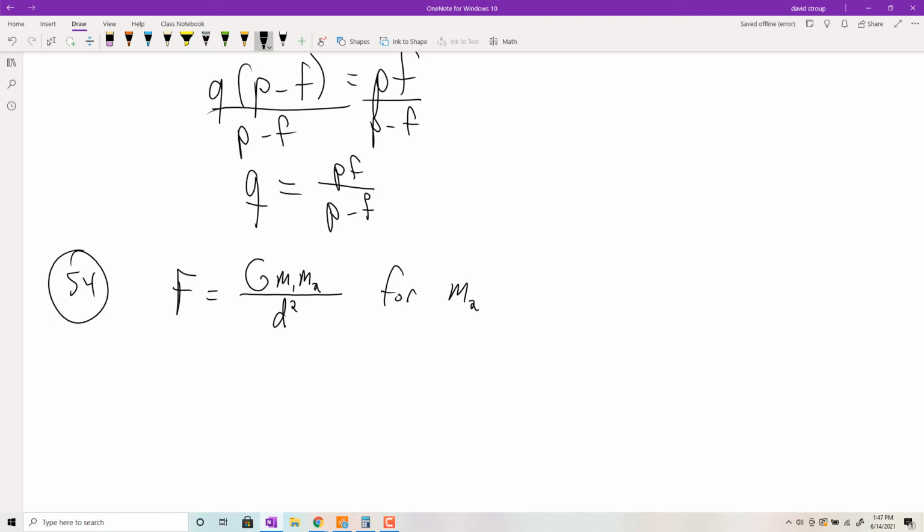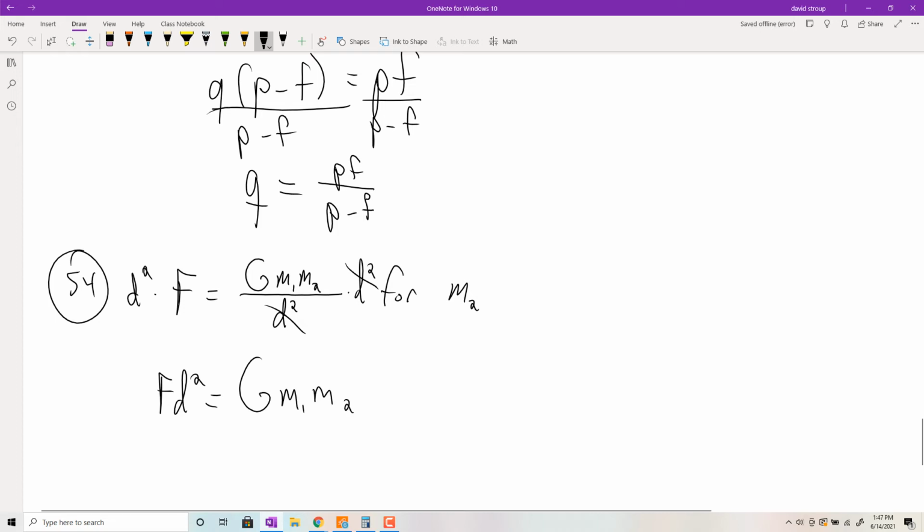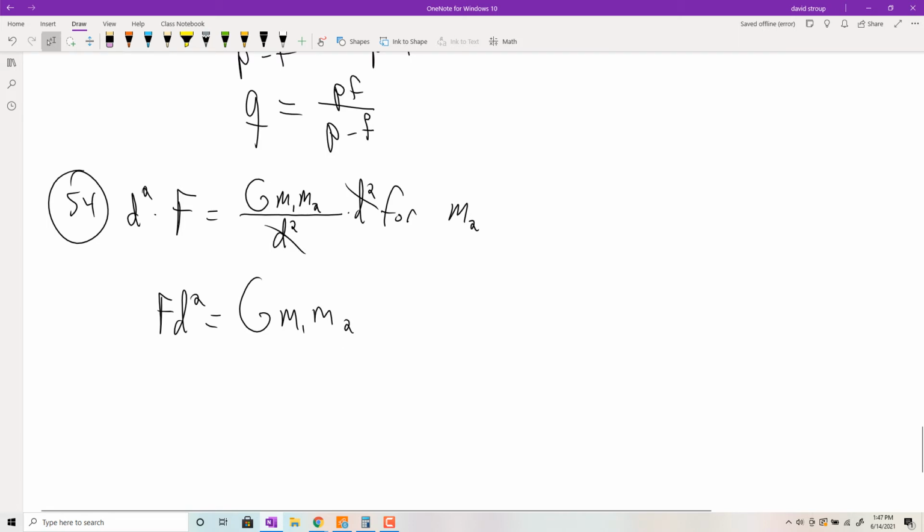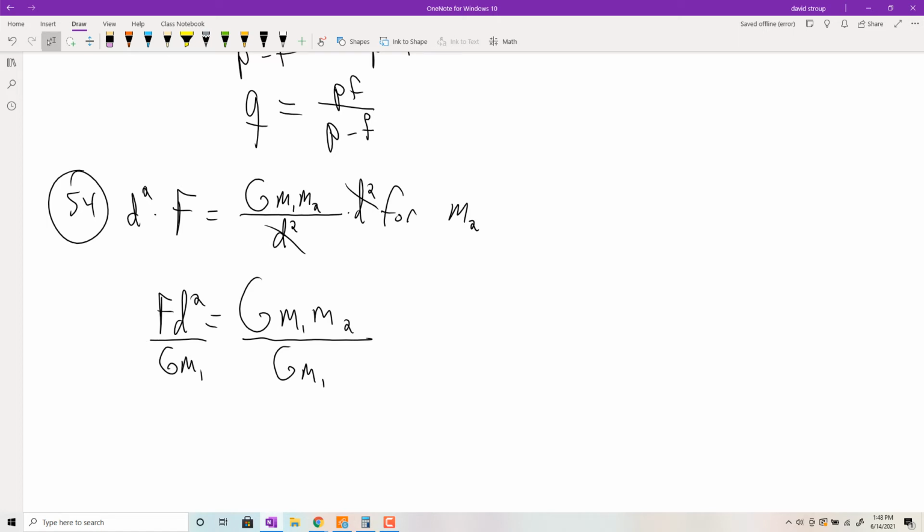First, I'm going to get rid of the d squared by multiplying both sides by d squared, just to get rid of the fractions. So I'll have F d squared equals, these d squareds will cancel, big G m1 m2. Now I'm going to divide by everything except the m2. So G m1, G m1. And then finally flip-flop sides as well. So you'll end up with m2 over here, and then F d squared all over big G little m sub 1.